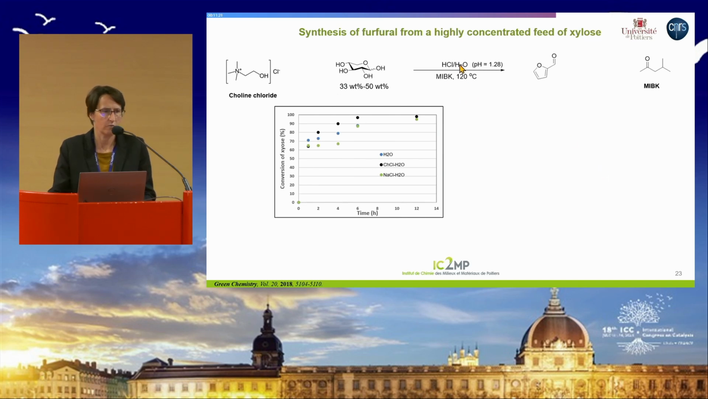You can see here that we were not using a heterogeneous catalyst. We were using only HCl, because the main purpose here was to know exactly the effect of the solvents. So choline chloride, you can see that the xylose content was between 33 to 58%, quite high. And here on this graph, you have the conversion in blue with neat water, in black choline chloride and water, a little bit of water in order to avoid the viscosity issue.